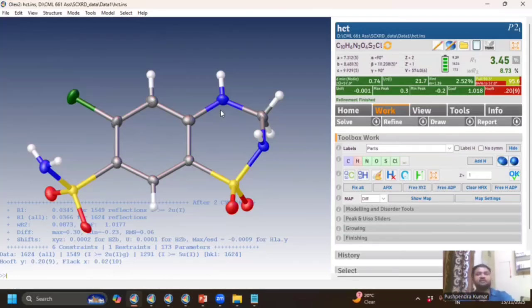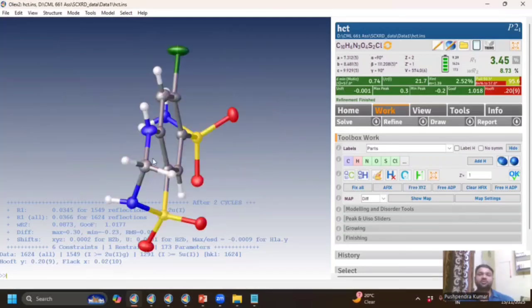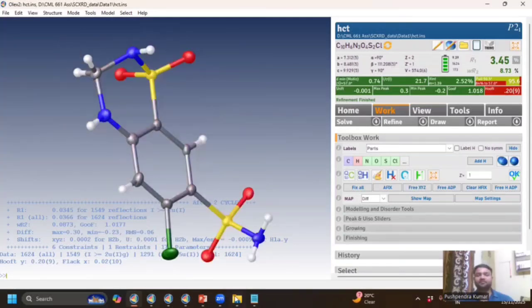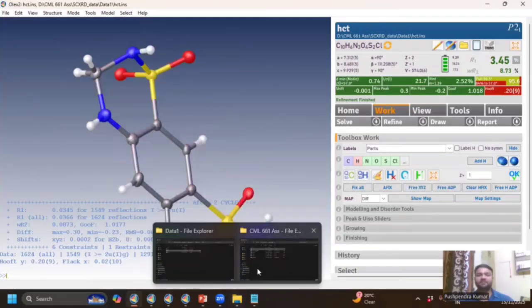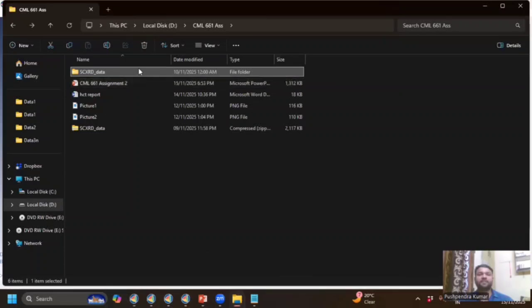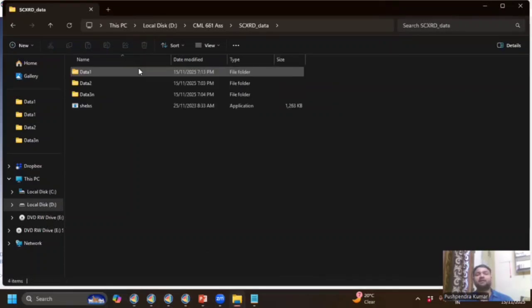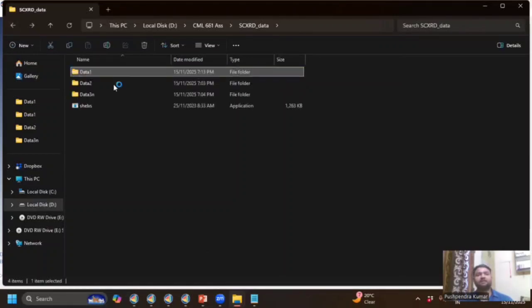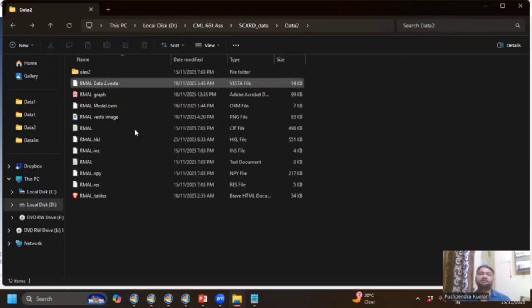So I have solved the structure, the SCXRD data of the HCT molecule, and this is the structure of the compound or the molecule. Now, how do we get other information from this? Now we will go to the data where we have saved these files. As I go to the SCXRD data, after solving the structure, you will see that you get other files along with the initial files.